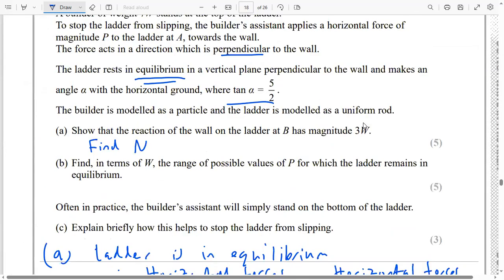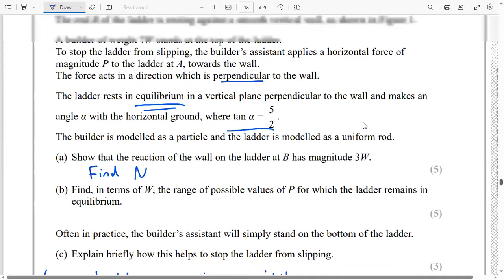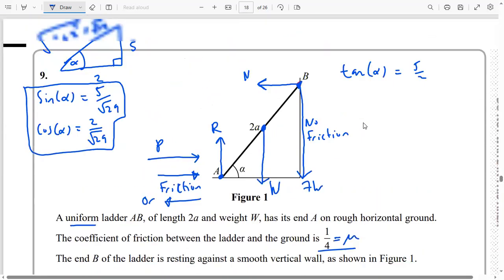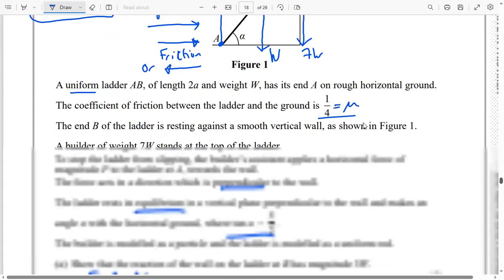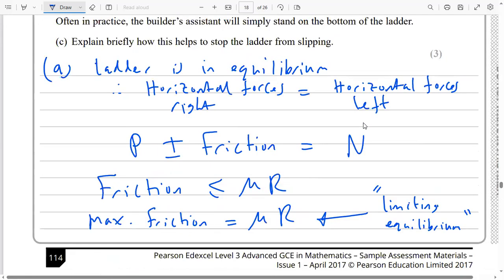Now, again, what's the question asking us? The question's asking us to find this N force. So the force of the wall on the ladder at B has a magnitude of 3W. We want to show that that force N is 3W. Okay, we've calculated the maximum friction, and we've got this formula here that P plus or minus friction, depending on the direction of friction, is equal to this N.